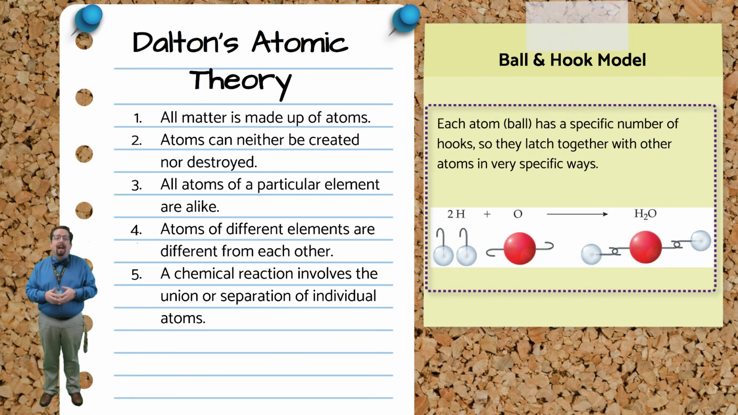Dalton and others at the time envisioned a ball and hook model of the atom, where each atom was represented by a ball with a specific number of hooks attached to it. These hooks are what determined how that atom would bond to other atoms.